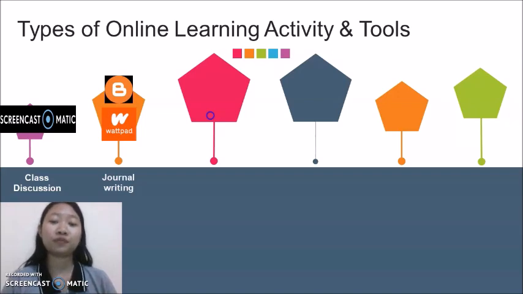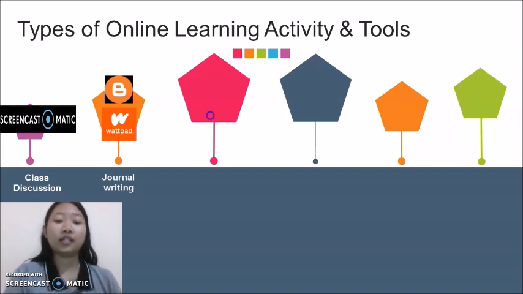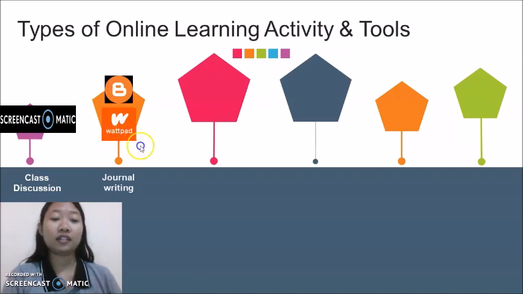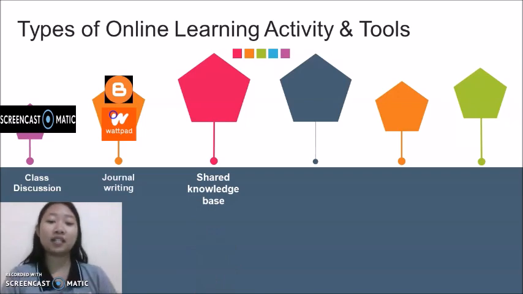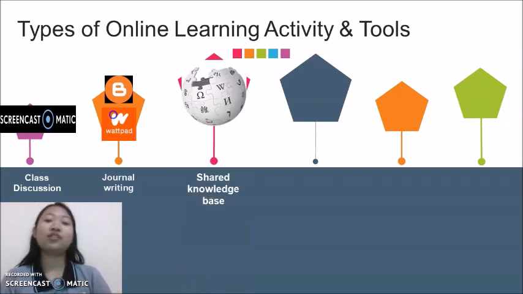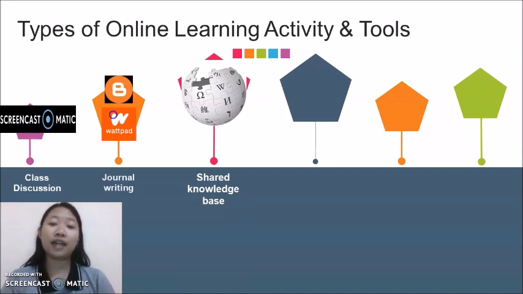a blog to post the description of a place and etc. And the teacher also can lead the students to use Wattpad if they make a project with literature. And then the next activity is share knowledge base. So in share knowledge base, the teachers can add the tool Wikipedia. Why Wikipedia? Because in Wikipedia, someone can post anything and then it will be edited by someone else. So Wikipedia is called a share knowledge base.